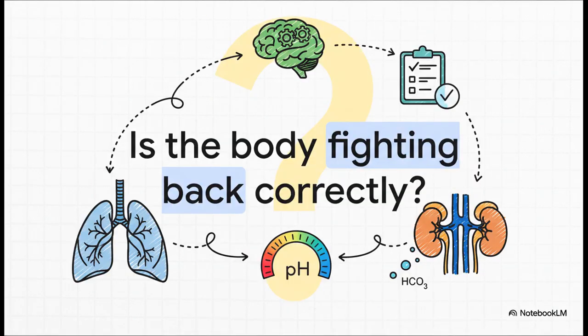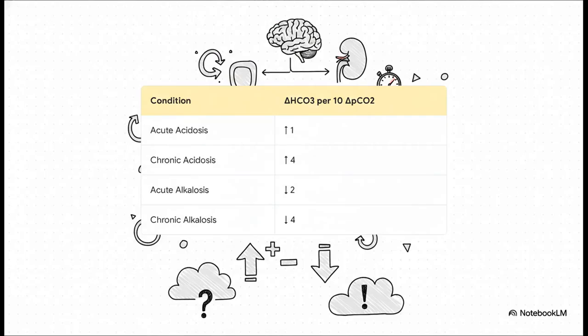The body is pretty smart. When the lungs are causing a problem, the kidneys try to jump in and save the day. This is called renal compensation. The kidneys will start adjusting bicarbonate levels to try and pull that pH back to normal. Our job, as detectives, is to figure out if that response is strong enough for the situation. And guess what? We have a set of simple rules to guide us here, too. This table shows us exactly how much we expect the bicarbonate to change for any given respiratory problem.